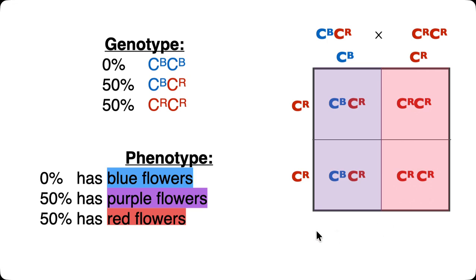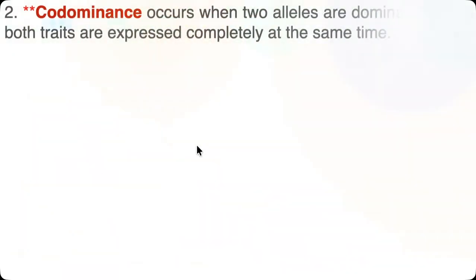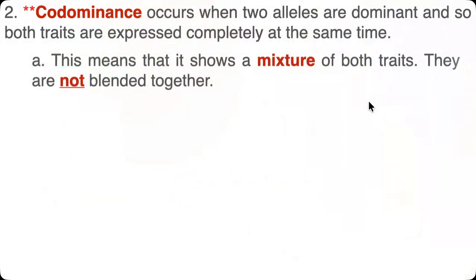Okay, let's take a look. Next one, codominance. That's where both alleles are dominant. So instead of mixing things, you end up with both traits at the same time. In other words, the previous one was like a nice blending of the two. Codominance is having two traits at the same exact time.